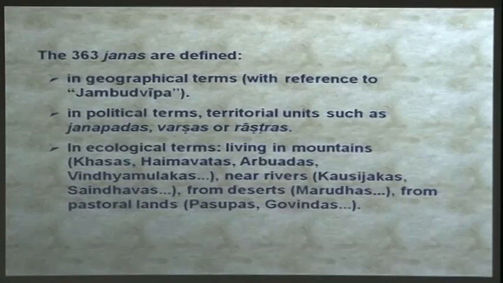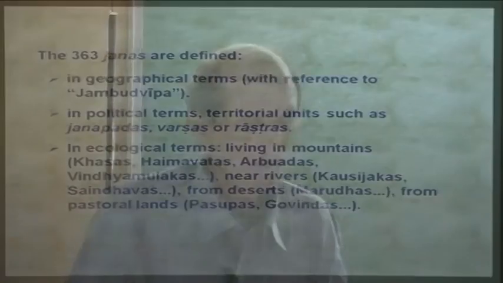But very much in ecological terms, there is a division, because this listing occurs at several places in the Mahabharata, not just one place. And in one place, all the jhanas are separated in ecological divisions. Those who live in the mountains, I'll skip those names, those who live near rivers, those who are from deserts, and those who live in pastoral lands. So the physical environment is also one way to define the Indian people.